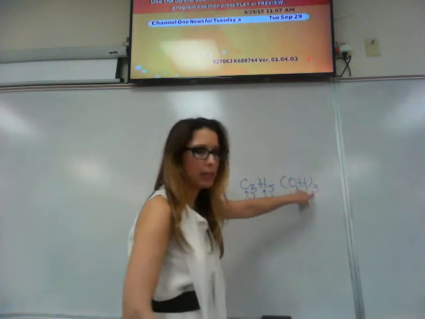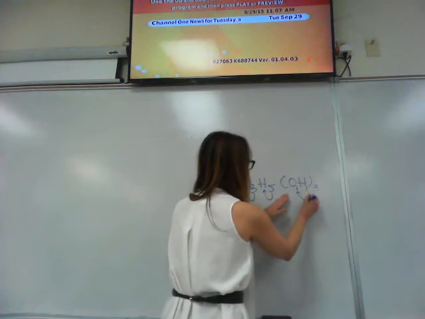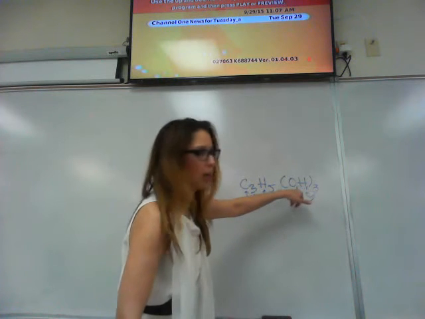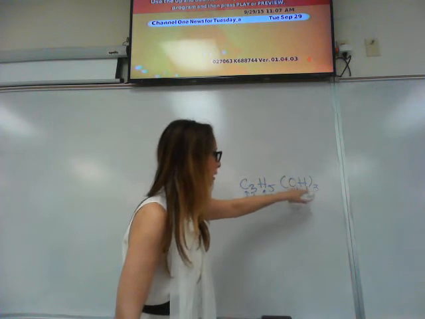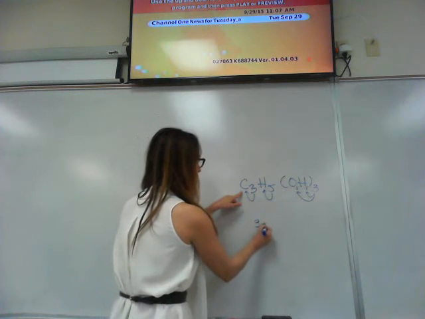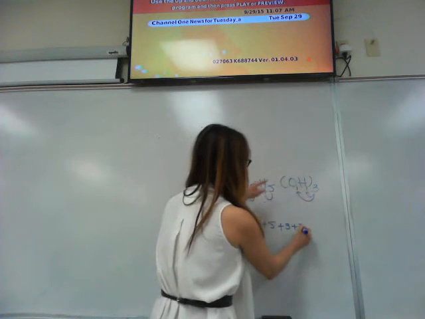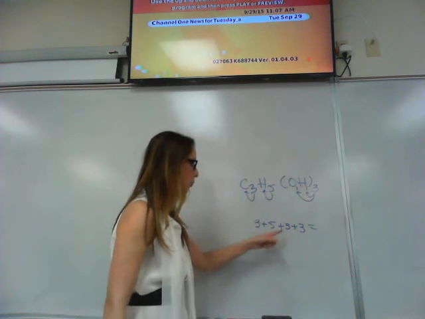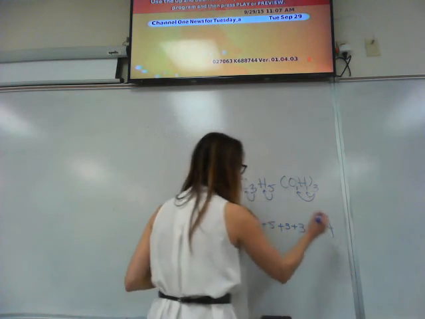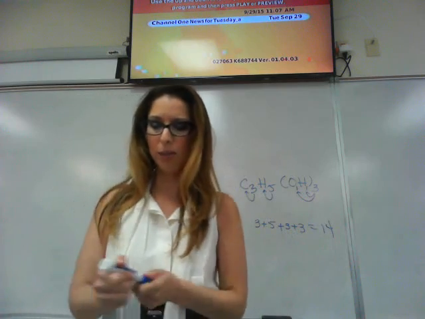When there's a number on the outside of parentheses, that number gets distributed to the elements inside the parentheses only. So this is 3 times 1, so I have 3 oxygen. 3 times 1, so I have 3 hydrogen. So I have 3 carbon, 5 hydrogen, 3 oxygen, and 3 hydrogen. So this is 3 plus 3 plus 3 is 9, plus 5 is 14. So I have 14 atoms total in a molecule of vitamin B3.